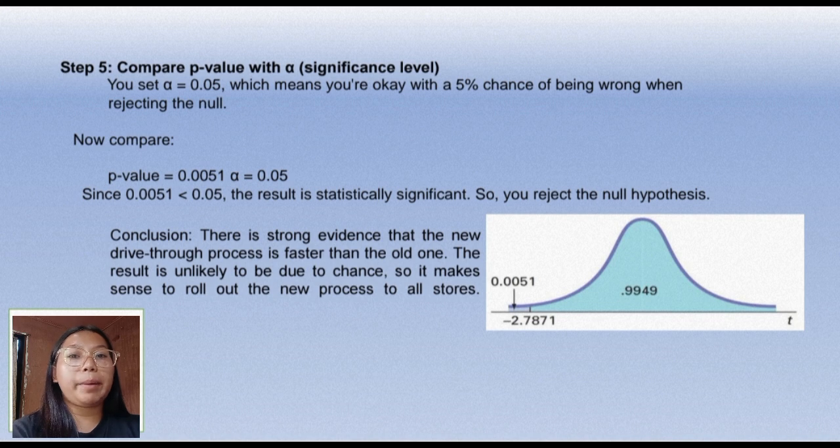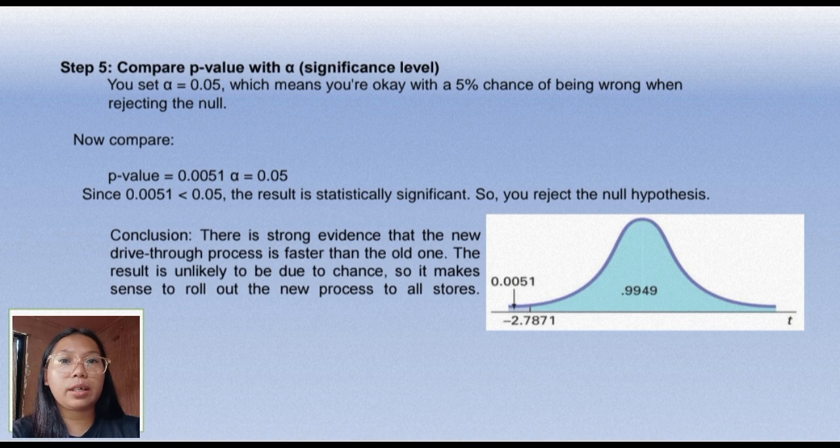Now, we will compare. Our p-value is 0.0051, while our alpha, or the significance level, is 0.05. Since 0.0051 is less than the 0.05 alpha, the result is statistically significant. So, we reject the null hypothesis. The conclusion is that there is strong evidence that the new drive-through process is faster than the old one. The result is unlikely to be due to chance, so it makes sense to roll out the new process to all stores.